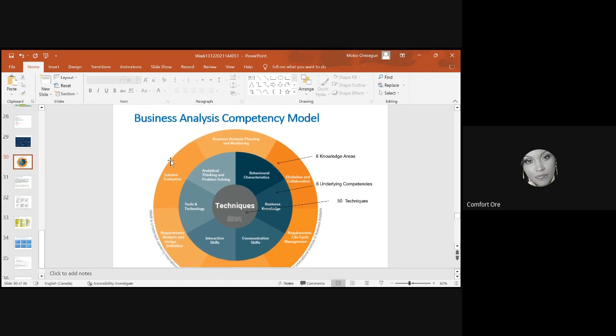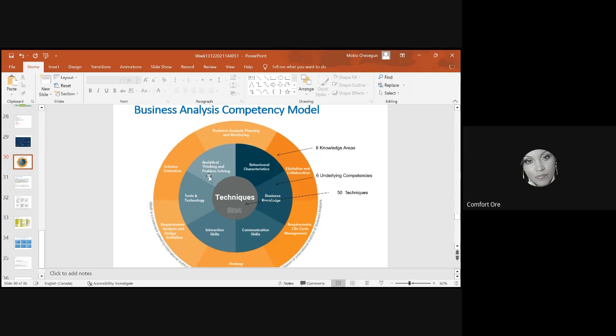The business analysis competency model. So this is referring to the knowledge areas in BABOK. Have we heard of BABOK before? No? Let me just quickly show you. It's actually a huge book.